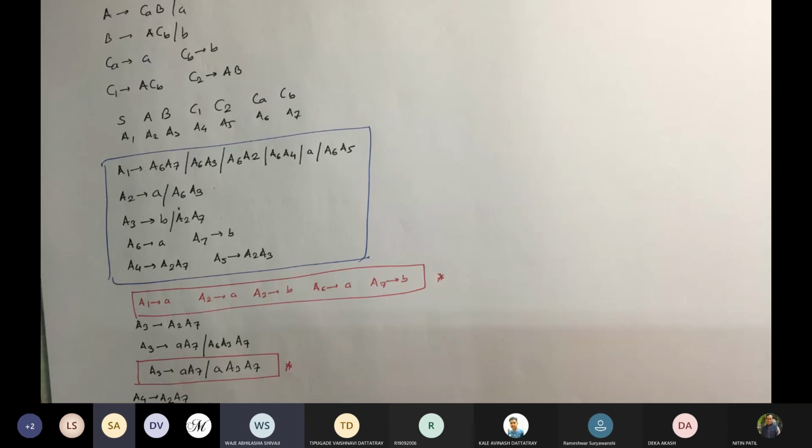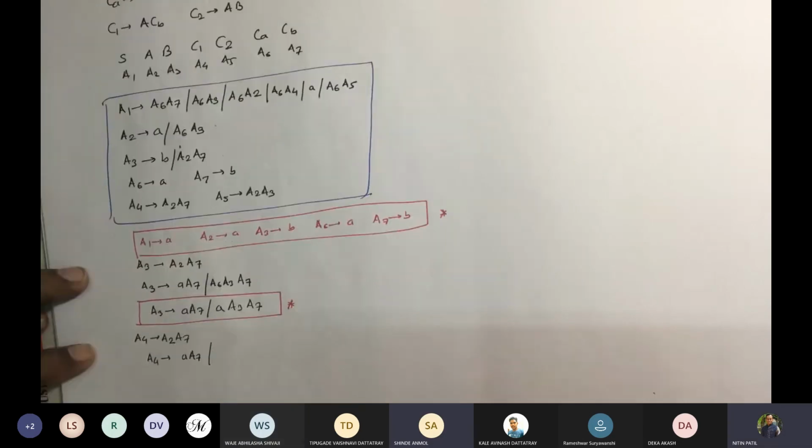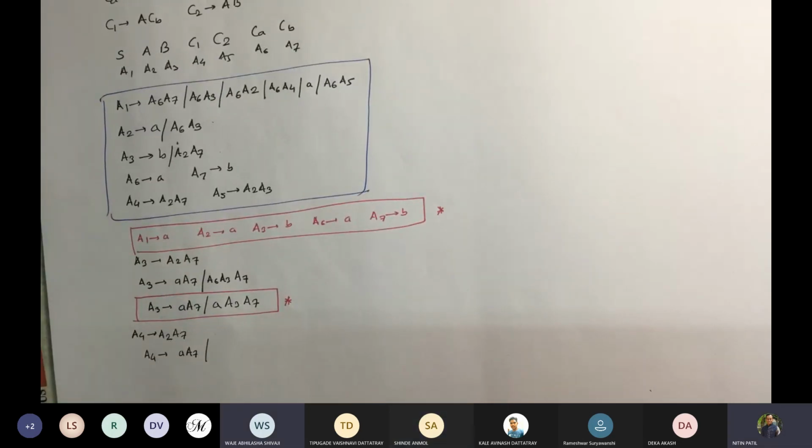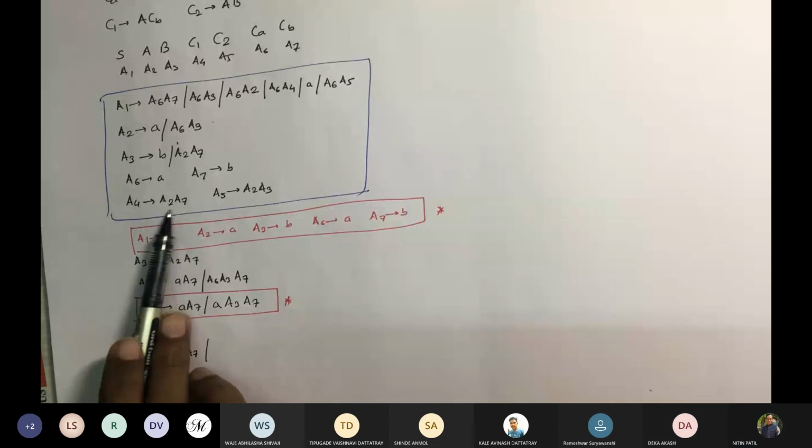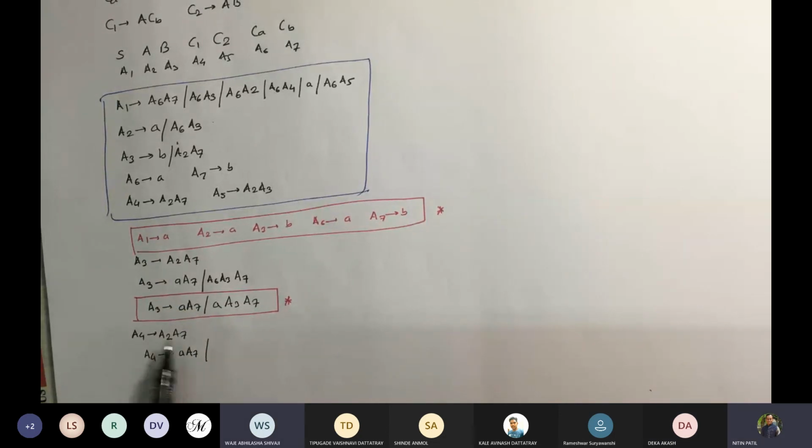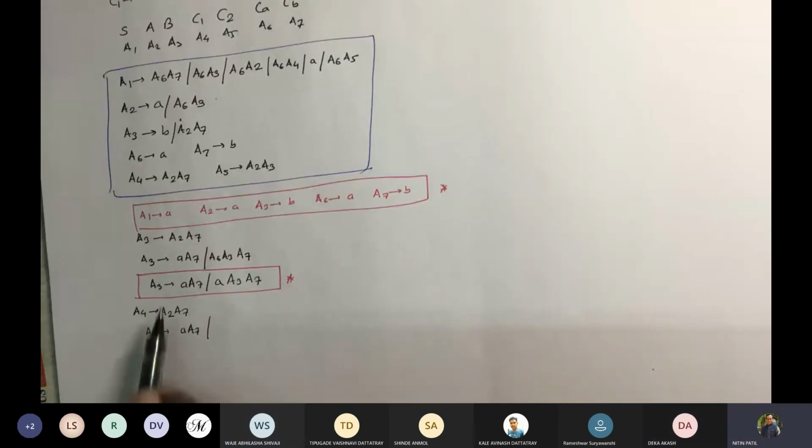Sir, can you move the paper a little bit? Oh sorry, is it visible? A4 gives A2 A7. Yes. है ना हमारे पास फिर से, है कि नहीं? ठीक है, ये A4 gives A2 A7, ये वाली बात कर रहे हैं हम, ठीक है? दिख रहा है ना अभी?